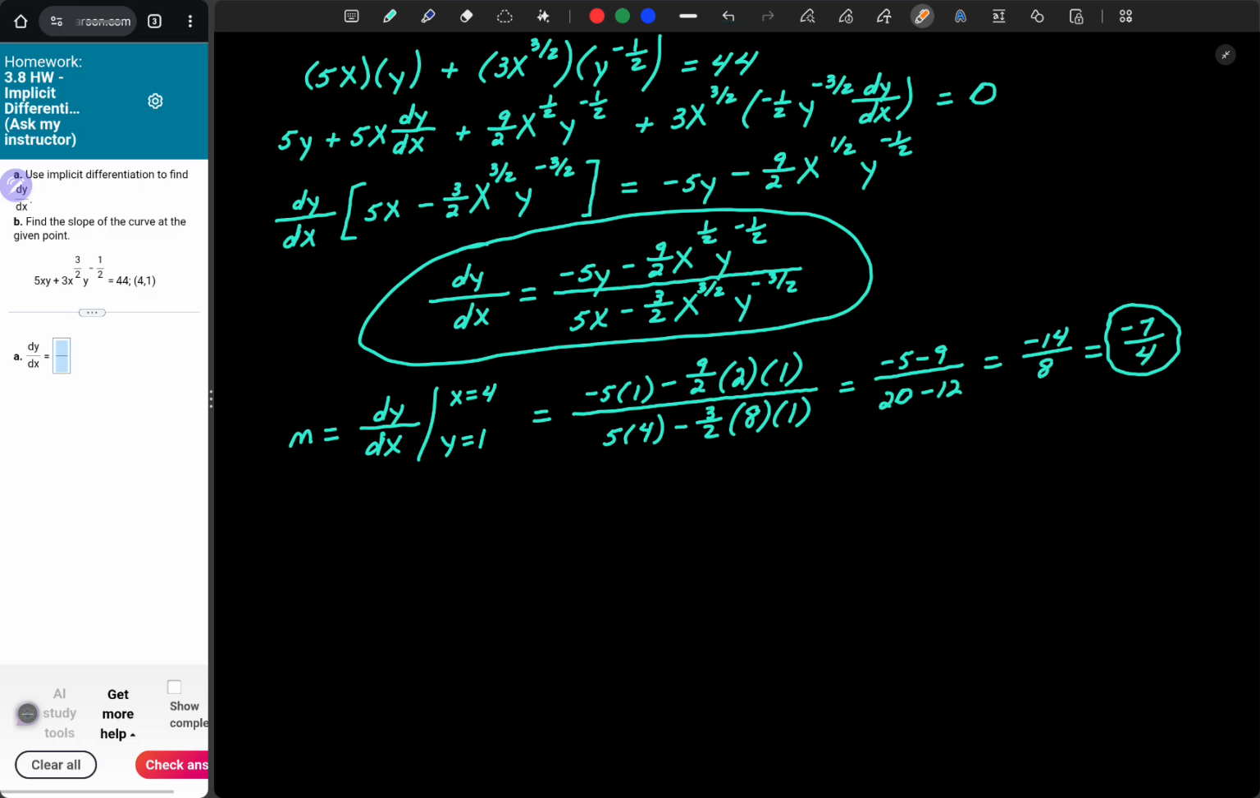Simplifying this out, in the numerator you'll have negative 5 minus 9. Your denominator is going to be 20 minus 3 times 4, so 20 minus 12. I got negative 14 over 8 when I simplified that down. The slope of the tangent line to the curve at the point (4, 1) has to be negative 7/4. That's a beautiful problem. I really like this one.